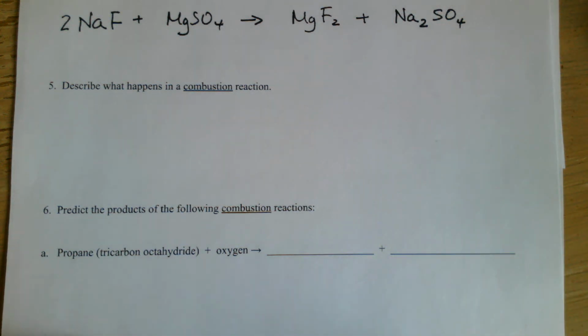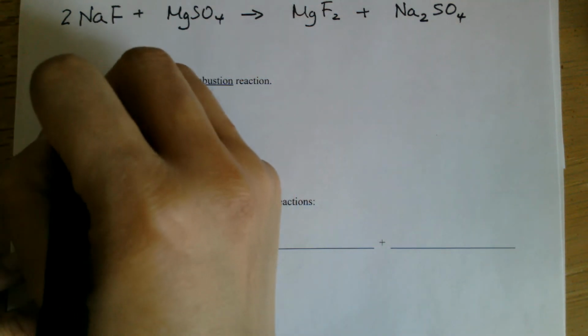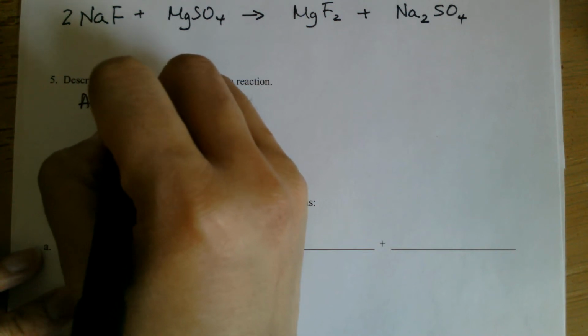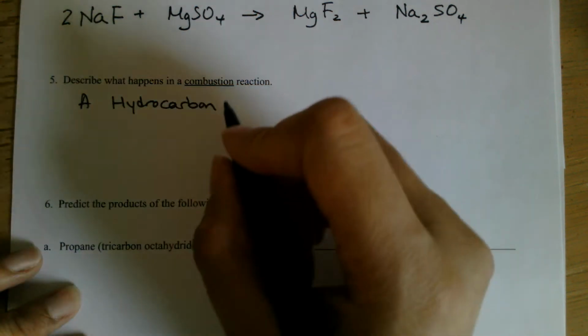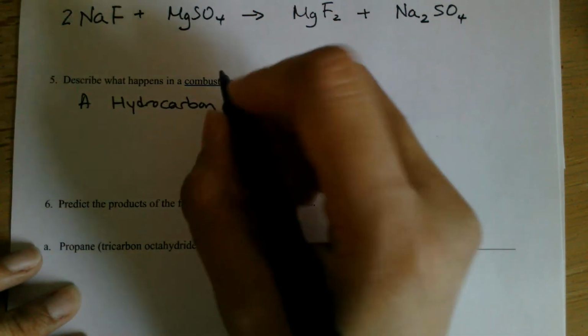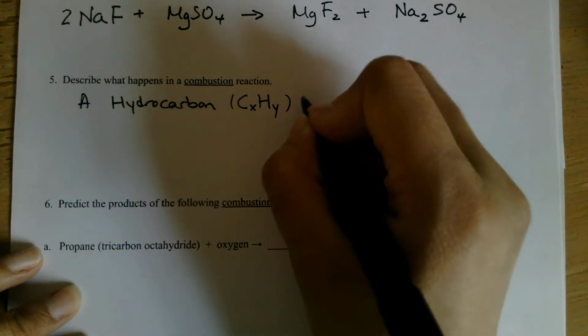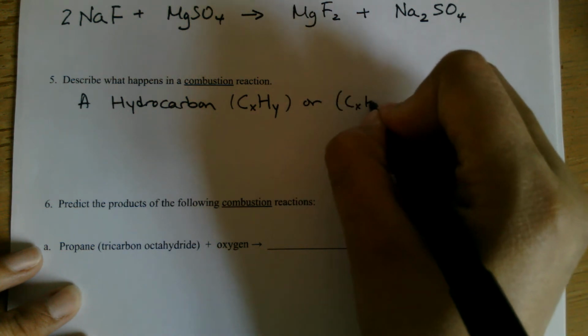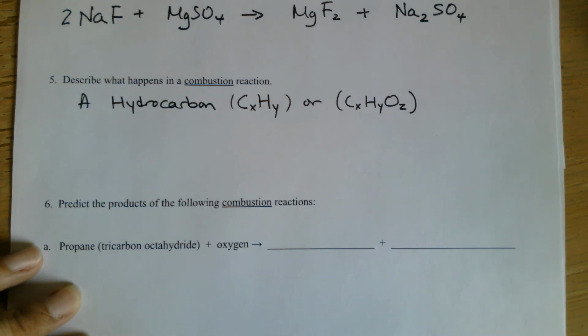Moving on to combustion problems for predicting products with chemical names. Number 5, we need to describe what happens in a combustion reaction. So in a combustion reaction, we usually have a hydrocarbon, which is a molecule or a compound that is made of carbon and hydrogen, or carbon, hydrogen, and oxygen. So carbon, hydrogen, oxygen is what we're talking about when we talk about combustion reaction.